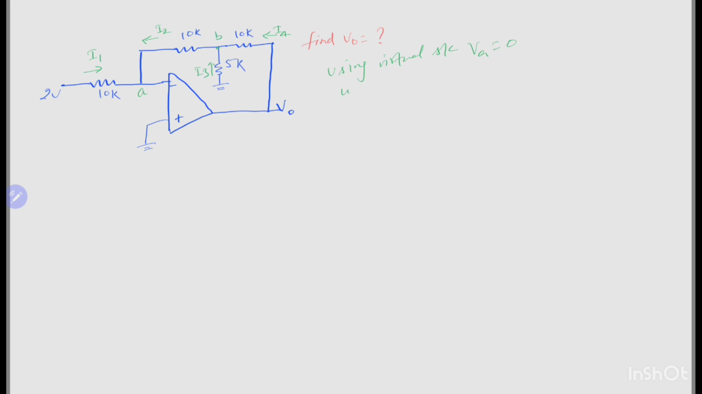Then using KCL, what we know, KCL at node A: I1 plus I2 equal to 0. What will be I1? I1 equal to (2 minus 0) upon 10, plus I2 equal to (VB minus 0) upon 10, equal to 0. Here we have to find out: 2 upon 10 equal to, take the opposite of the equal to symbol, then this is minus VB upon 10. Then 10 से 10 cancel out, 10 से 10 cancel out. Then VB is equal to minus 2 volt.